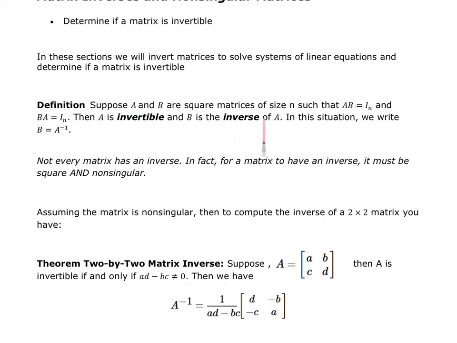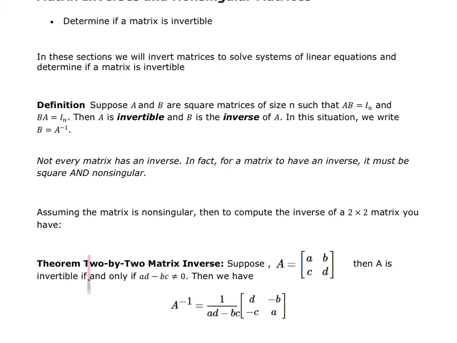Suppose A and B are square matrices of size n, such that the matrix A multiplied by the matrix B gives me the identity of size n. And also, when I do the multiplication the other way, the matrix B multiplied by the matrix A also gives me the identity matrix of size n. Then we say A is invertible and B is the inverse of A. In this situation, we can say that B is equal to A inverse. Now note, not every matrix has an inverse; to have an inverse, a matrix must be square and non-singular. But let's go ahead and work through a couple of examples.